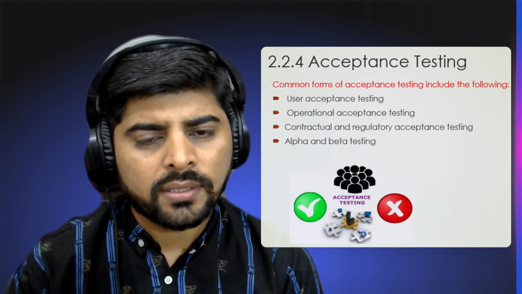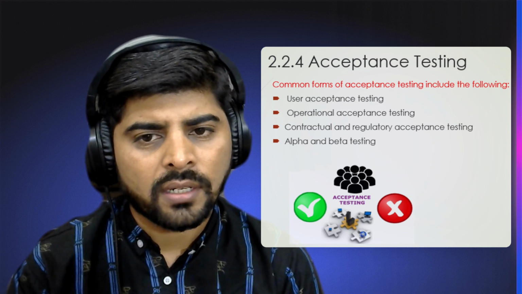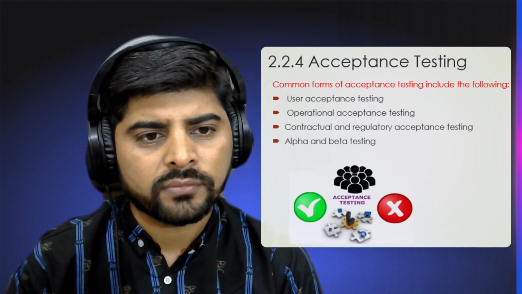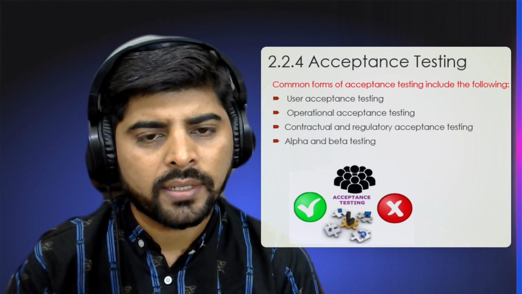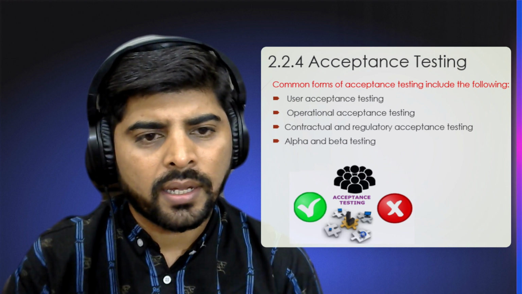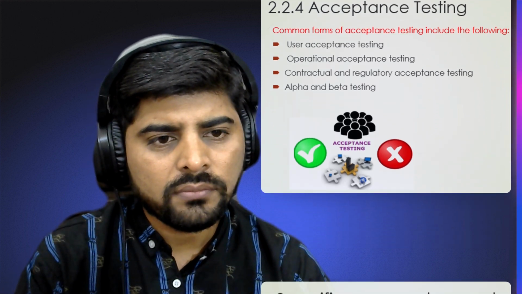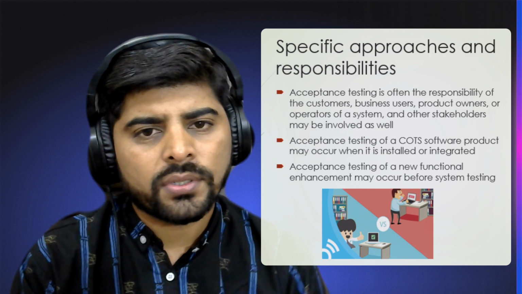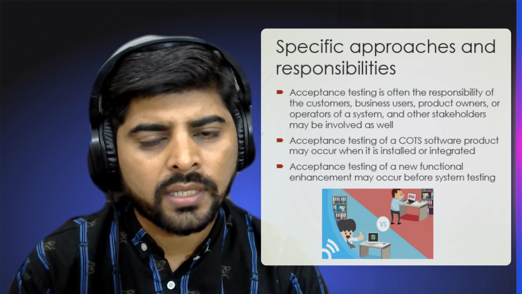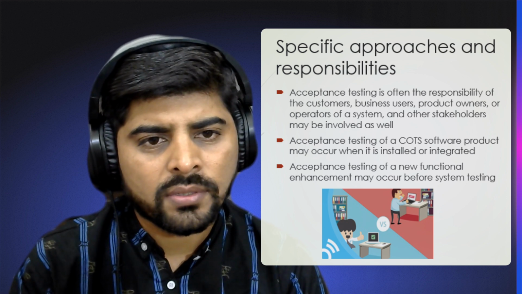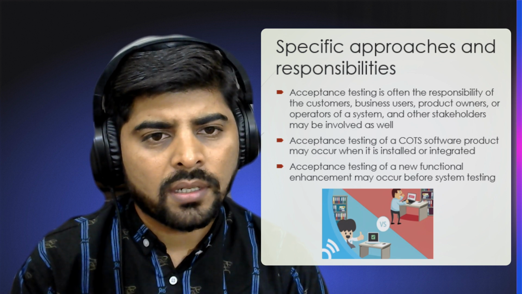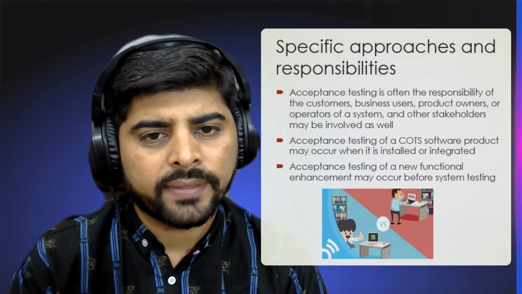So alpha testing is done in the control environment, usually the quality assurance team, the internal team does alpha testing, and beta testing is done by our end users. Specific approaches and responsibilities. Acceptance testing is often the responsibility of the customer, business users, product owners, or operators of the system, and other stakeholders may be involved as well.